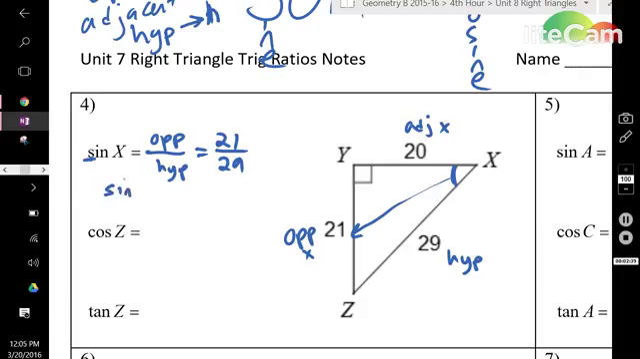The reason why we've set up these ratios is to help set up equations, because after you set up an equation, you can solve for a missing angle or a missing side length. But the main skill here is setting up that equation. Sine of the angle x is equal to 21 over 29, because 21 is your opposite, 29 is your hypotenuse.